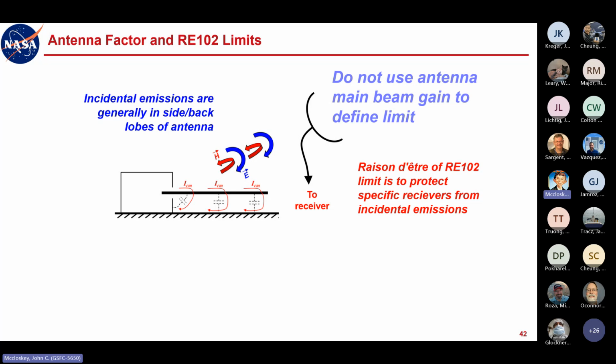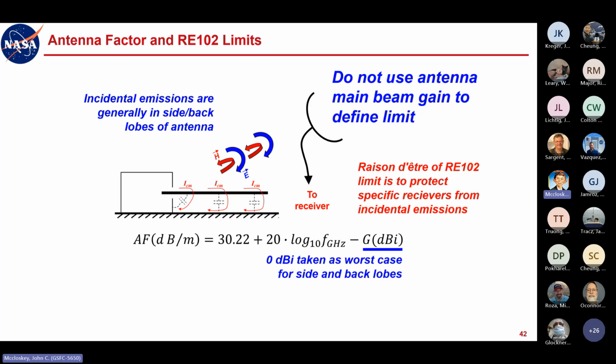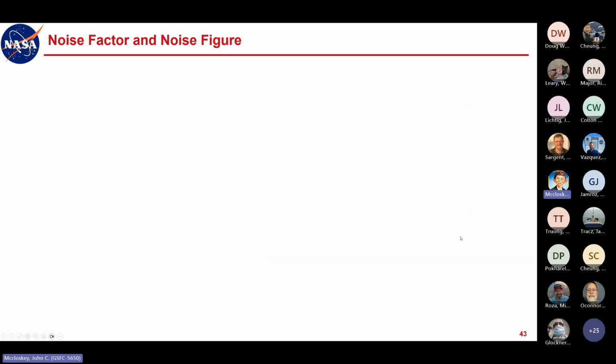But this is the sort of thing to bear in mind when somebody is applying a really, really stringent notch level. Ask them how they derived it, and did they use main beam gain? If they use the main beam gain of a dish antenna, then the level they're giving you is probably 30 plus dB lower than it should be, than anything that makes any sense. Okay.